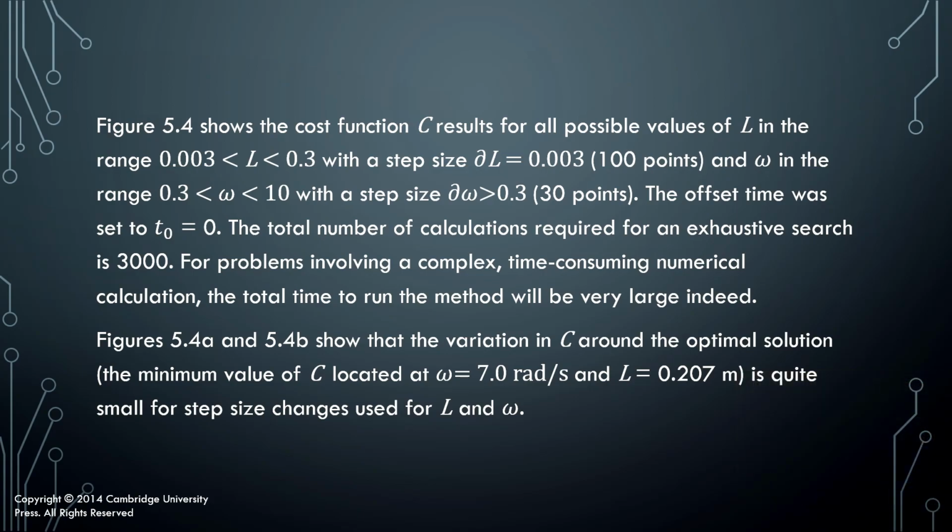So figures 5.4a and 5.4b show that the variation in cost function C around the optimal solution, which is the minimum value of C located at omega equal to 7.0 rad per second and L equal to 0.207 meter, is quite small for the step size changes used for L and omega.